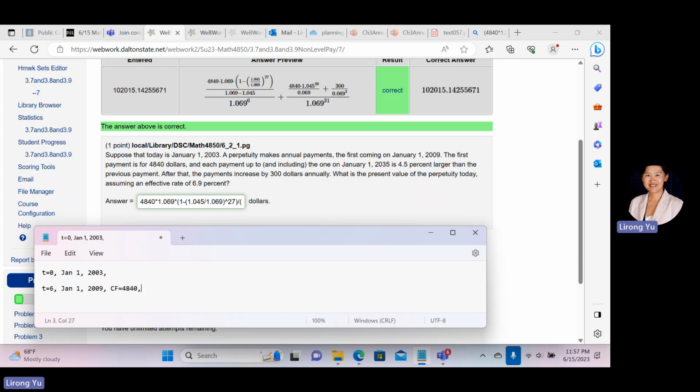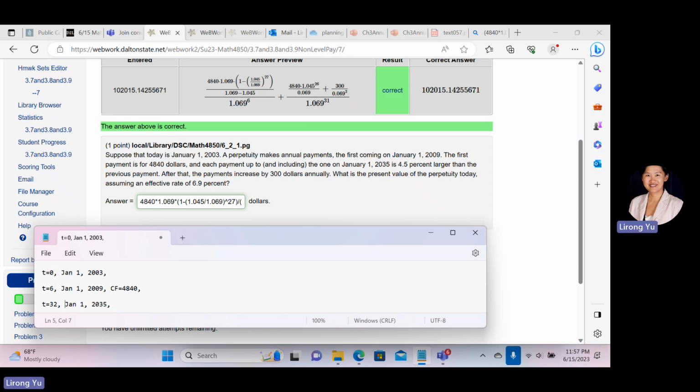And then after that, each payment, including the one on January 1st, 2035, is 4.5% larger than the previous payment. So this is a geometric series as far as the value of the payment. The last one following this pattern is January 1st, 2035. If you take 35 minus 3, it will be 32, so that's when t equals 32.